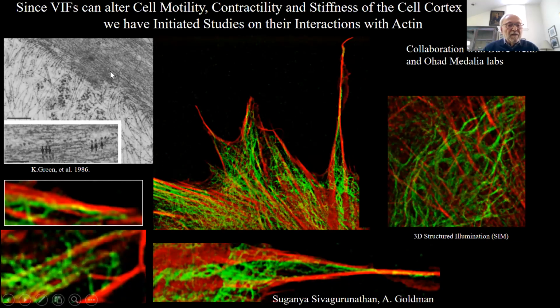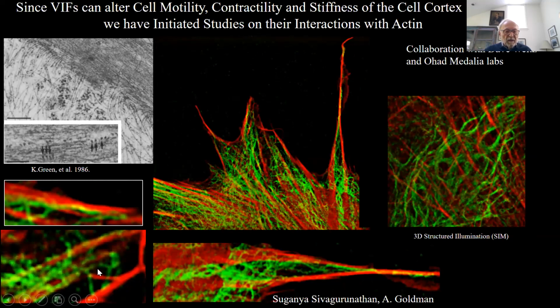This is a thin section at the very bottom where the fibroblast actually contacts the glass cover slip. Now with SIM imaging, using super resolution microscopy, we can actually show that actin stress fibers, which are in red, and Vimentin interact in many different ways. This is being done extensively now by Suganya, who's in my laboratory, and was originally started by Anne a few years ago. But we can show in green, you see Vimentin, in red, you see actin.